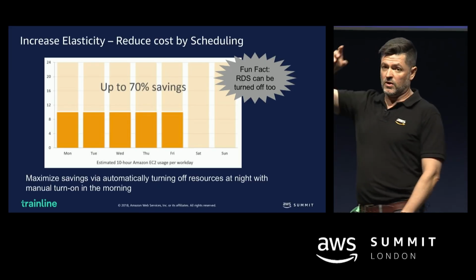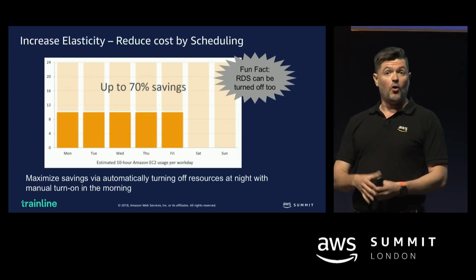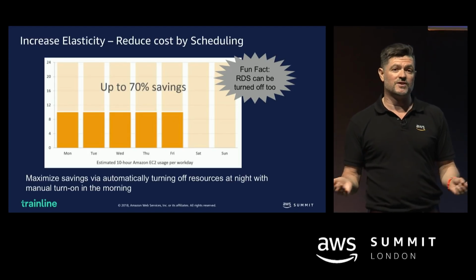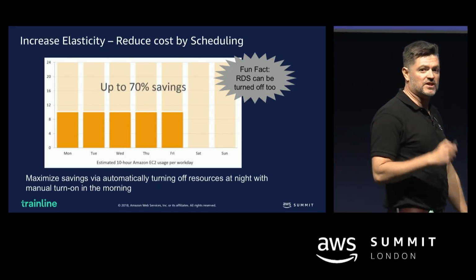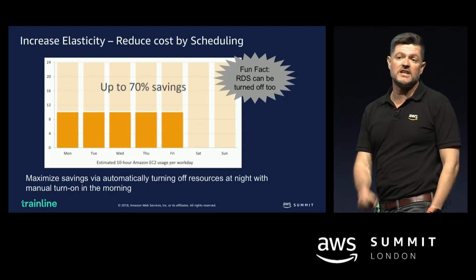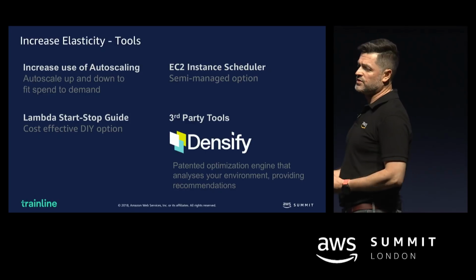EC2 Scheduler will allow you to do that for you. You can spin them up again the next morning, or if you get really clever, you can start using a Lambda function to do that for you. Fun fact, RDS now with RDS stop start, that can be shut off as well. So your development RDS databases, shut them down, don't need them running. We give you a number of tools to do that.